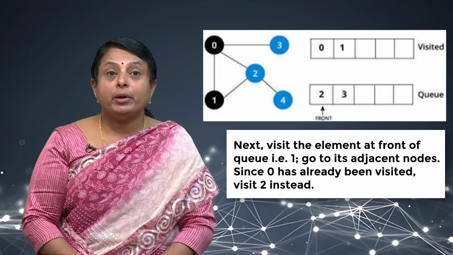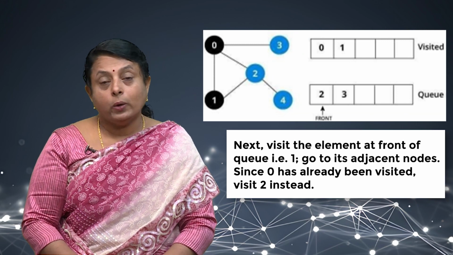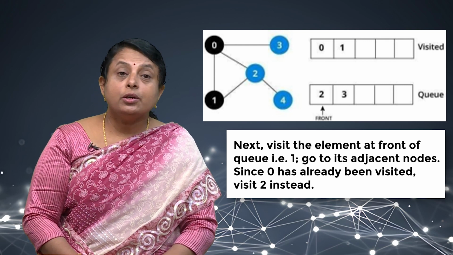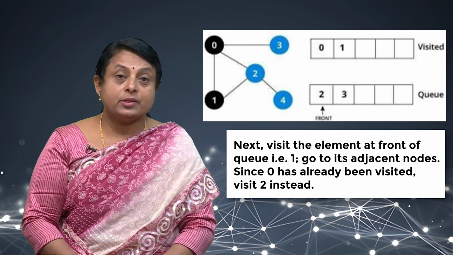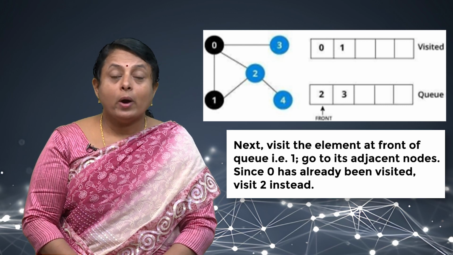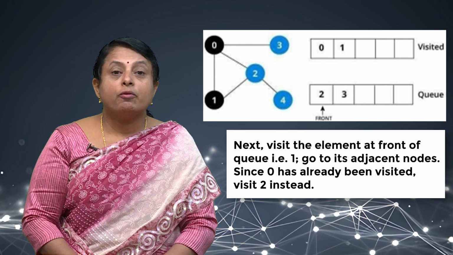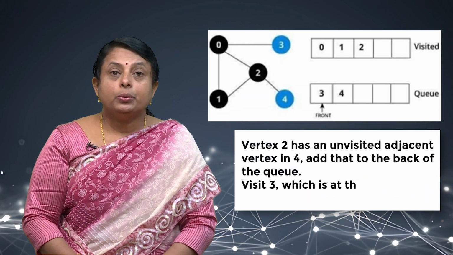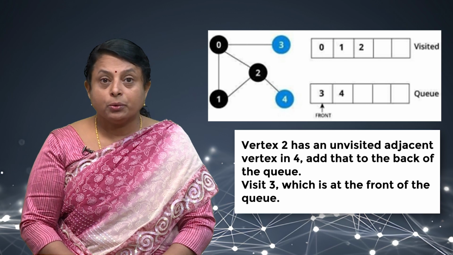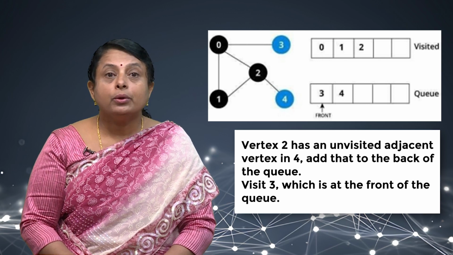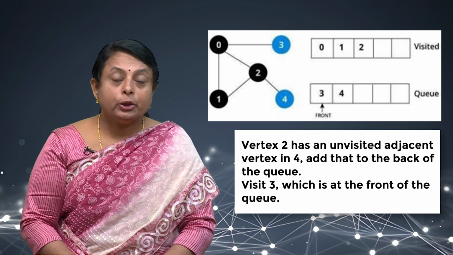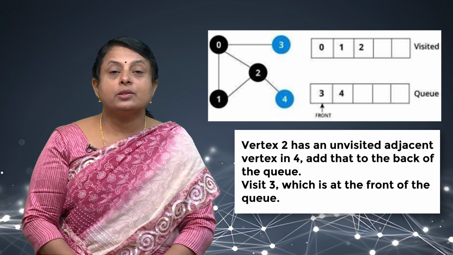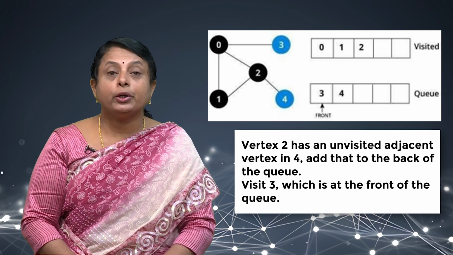Next, visit the element at the front of the queue, that is 1, and then go to its adjacent nodes. Since 0 has already been visited, visit 2. 1 is put in the visited list and now front is pointing to the node 2 in the queue. Vertex 2 has an unvisited adjacent vertex, that is 4. So, add it to the back of the queue. Visited list consists of elements 0, 1 and 2. Queue consists of elements 3 and 4 with front pointing to 3.